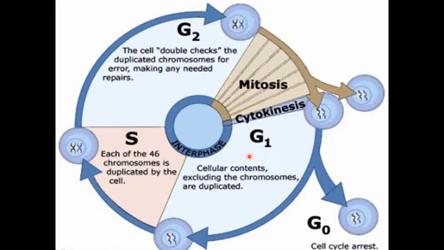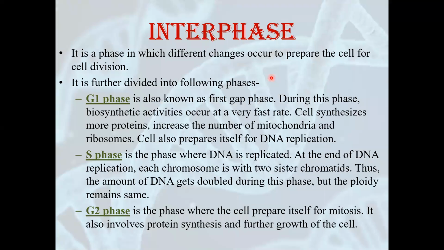First there is G1, after G1 S will be there. So we can say G1 is the preparatory phase for S. Now there is G2, after G2 mitosis is there. So we can say G2 is the preparatory phase for mitosis. So here the cell will prepare itself for mitosis. It also involves protein synthesis and further growth of the cell.